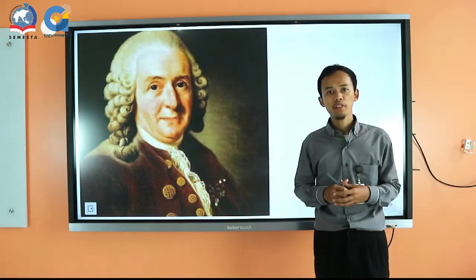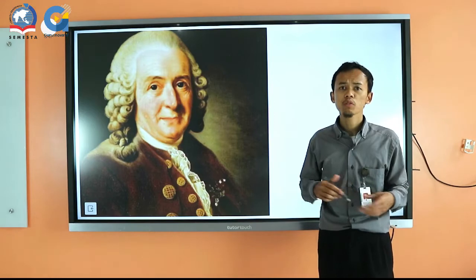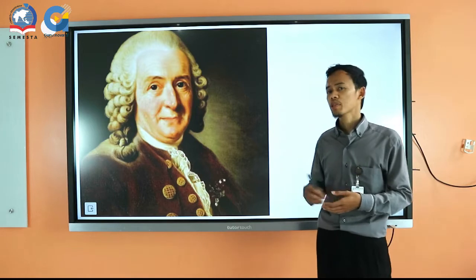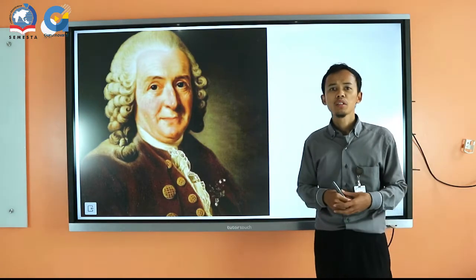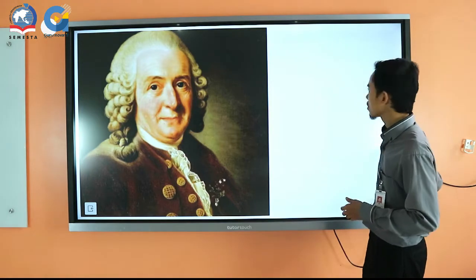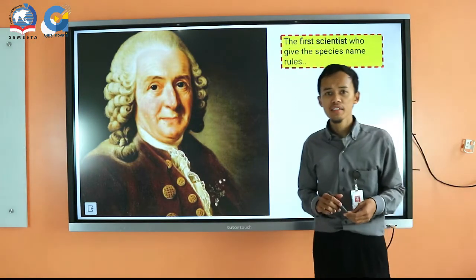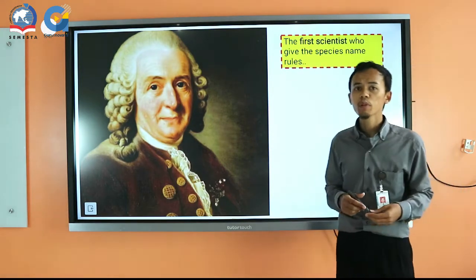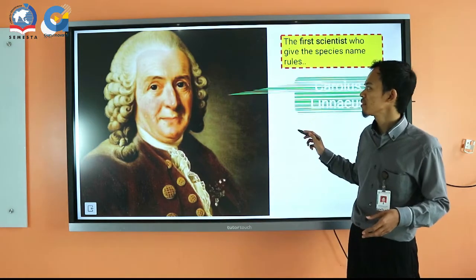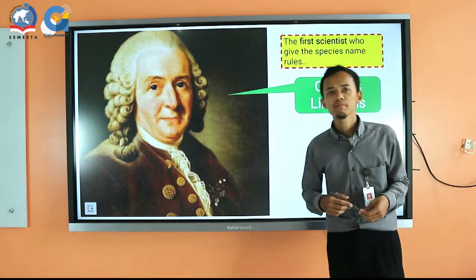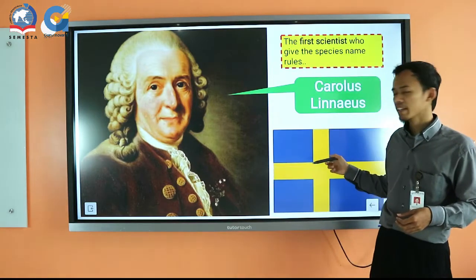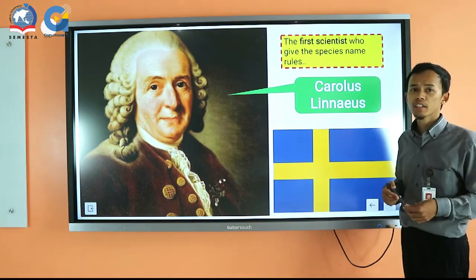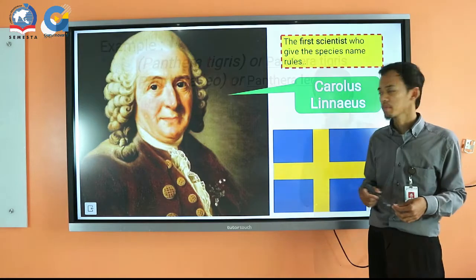Okay, students, please be focused. Before I explain how to write a species name by using a computer or typing with pencil, let me explain the scientist who found the rules to write or give species names. This is the first scientist who gave the species name rules. His name is Carolus Linnaeus. He was Swedish, born in Sweden, in North Europe.